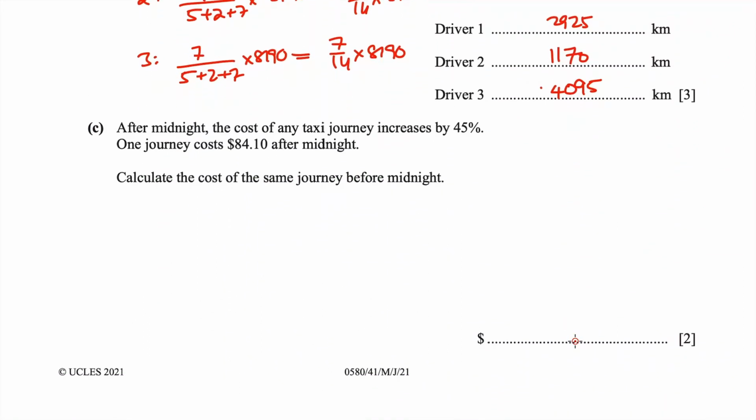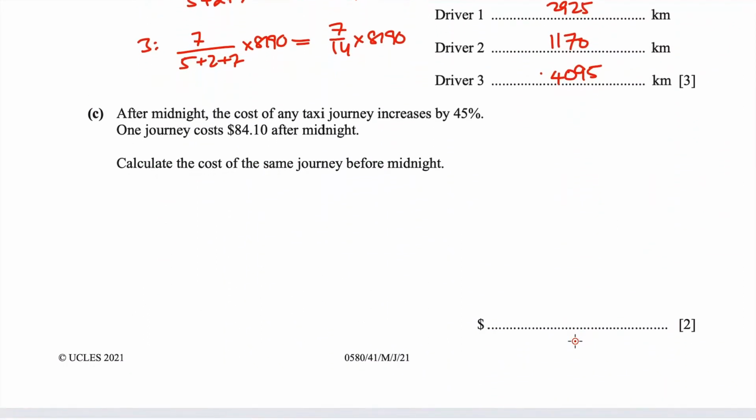Okay, so let us go to the last part. After midnight, the cost of any taxi journey increases by 45%. One journey costs 84.10 after midnight. Calculate the cost of the same journey before midnight.